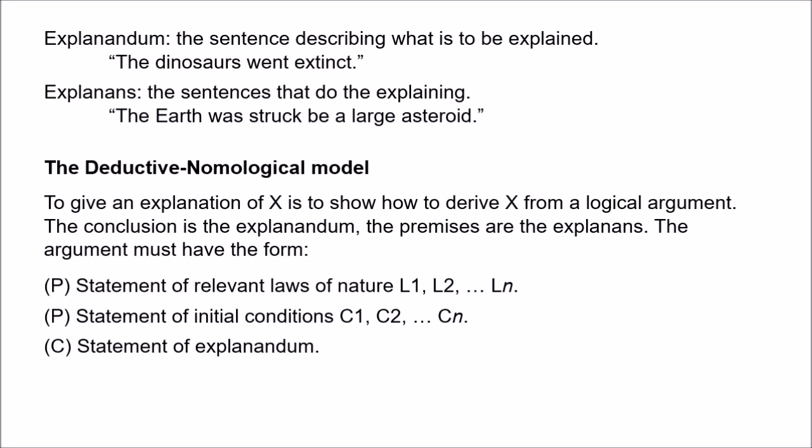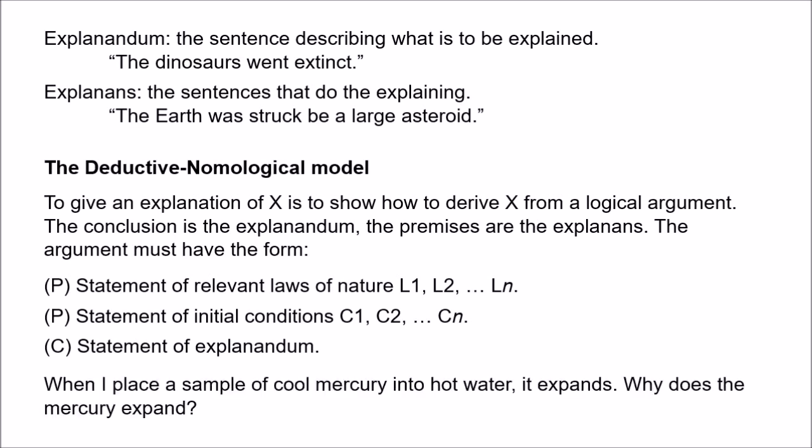So I'll illustrate this with Hempel's example. If I put a sample of mercury in hot water, it expands. And we want to know, why is this? Why does a mercury expand? In giving an explanation of this, we need to state relevant natural laws. And so the law will be something like, all metals expand when heated. And then we state the initial conditions. So that's that the sample of mercury is placed in hot water and that mercury is a metal. And from this we can derive that the sample of mercury expanded.